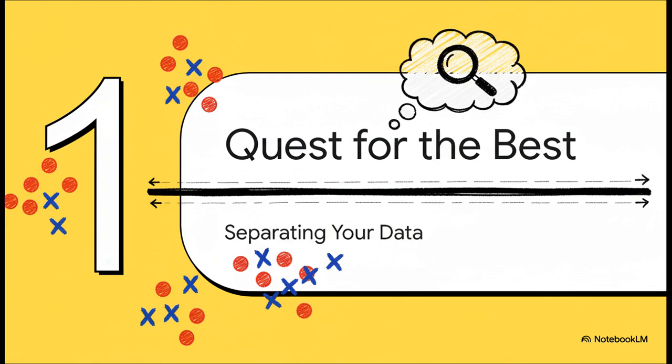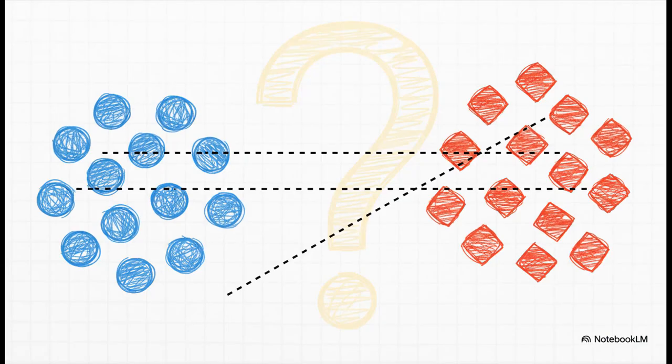Okay, so our journey starts with a really simple visual puzzle. Just imagine you've got a whole bunch of data points on a screen, and your one job is to draw a single line that cleanly splits everything into two distinct piles. So take a look here. We've got our circles on one side, diamonds on the other.